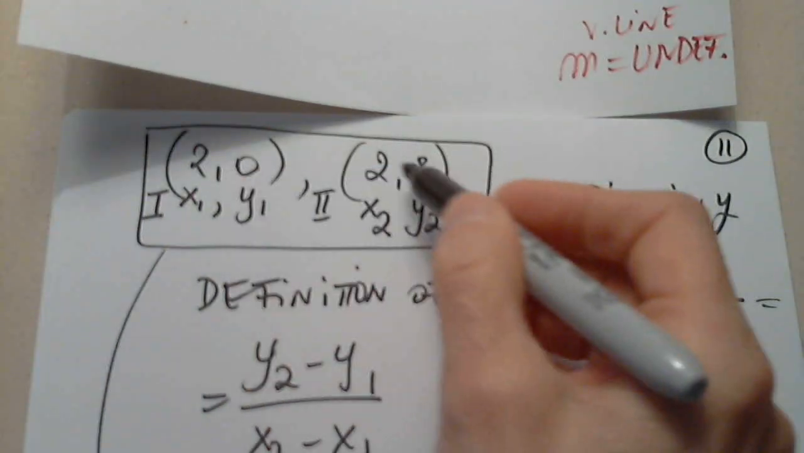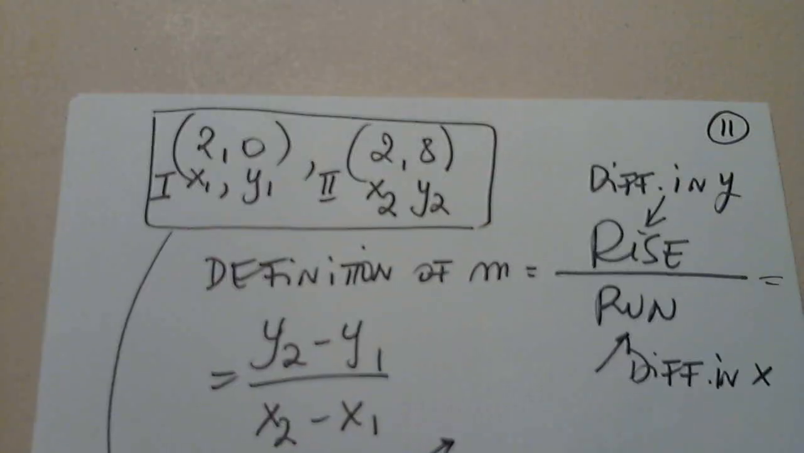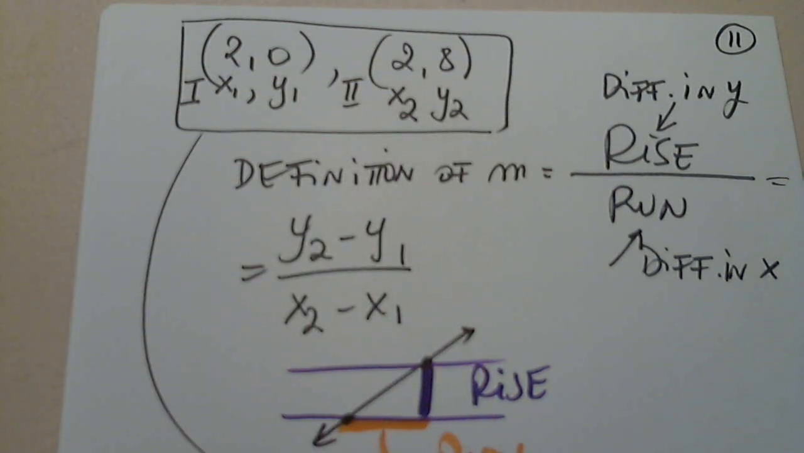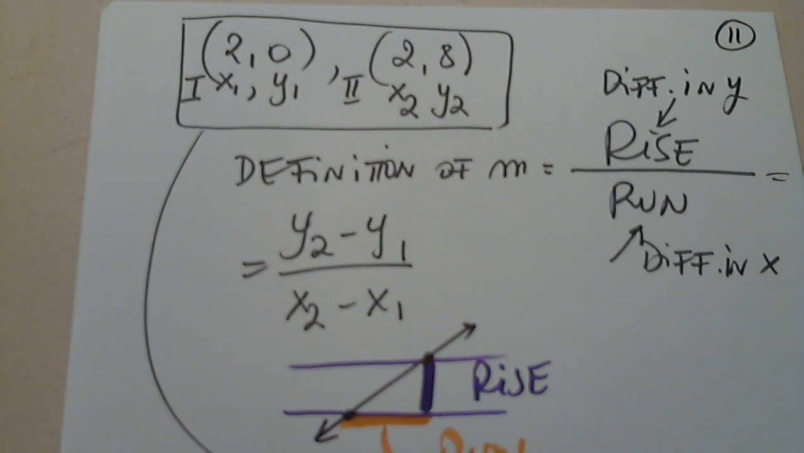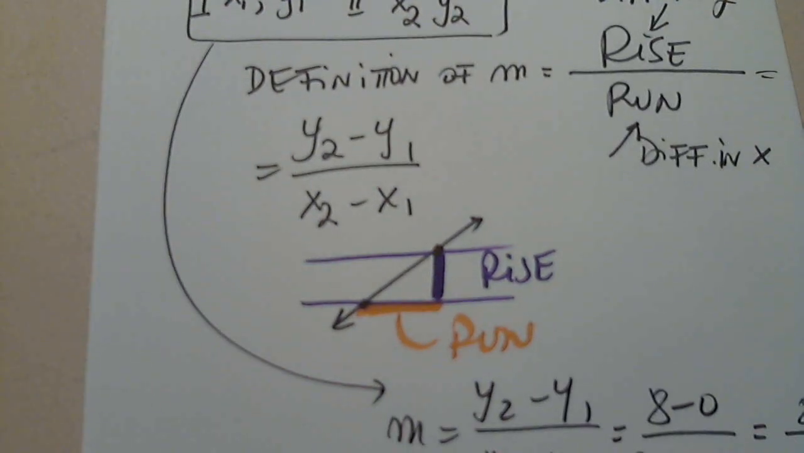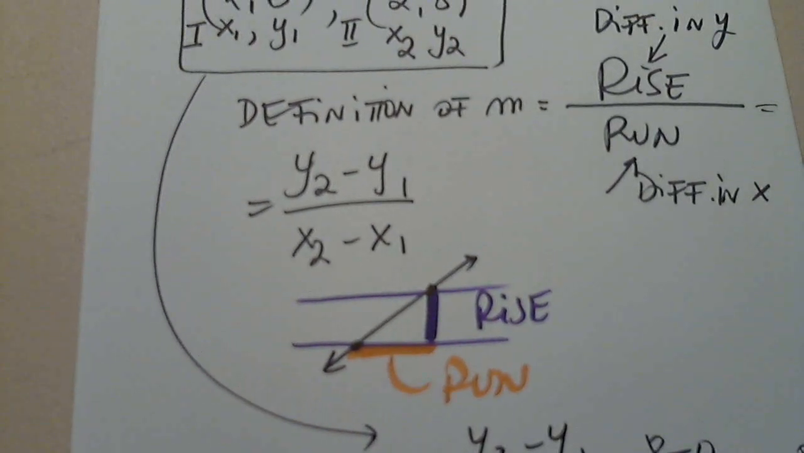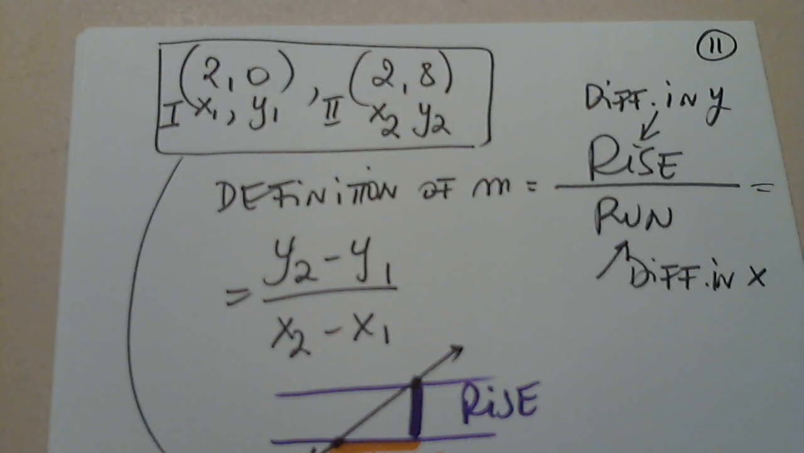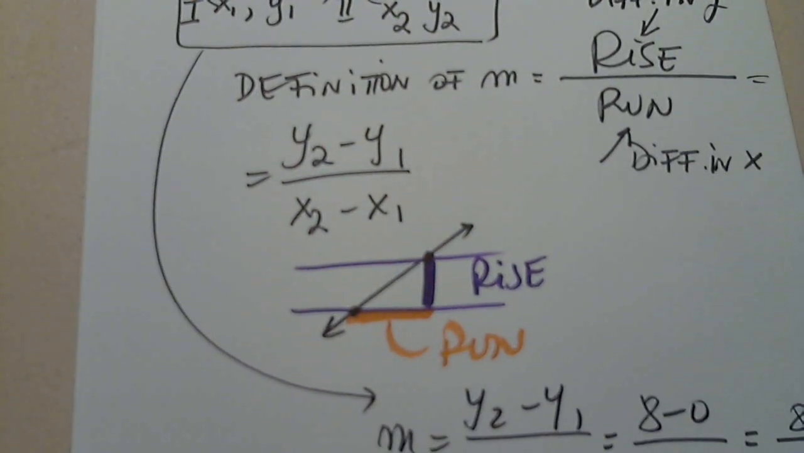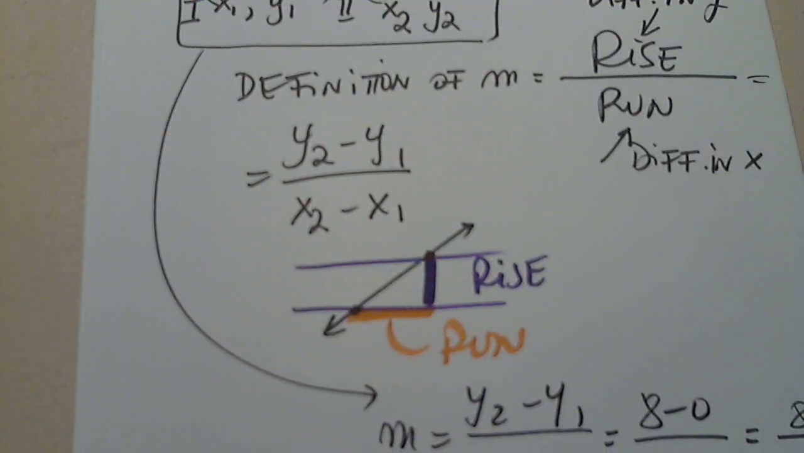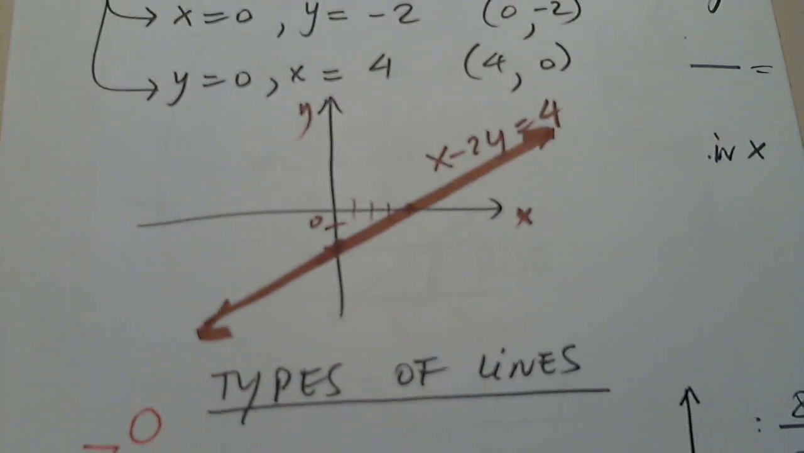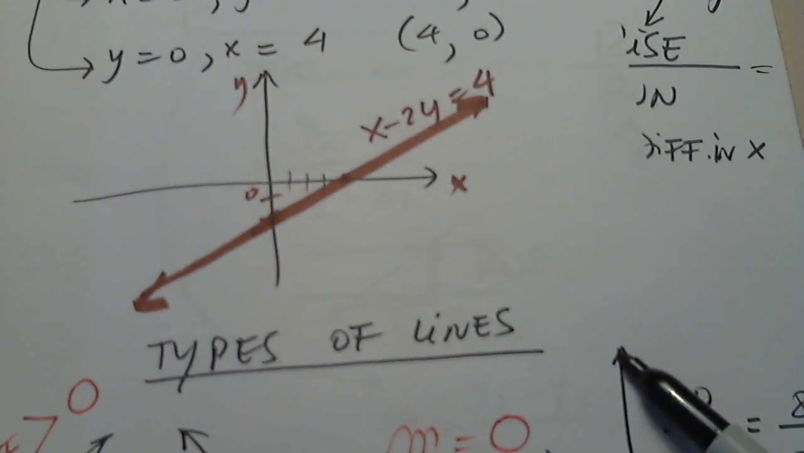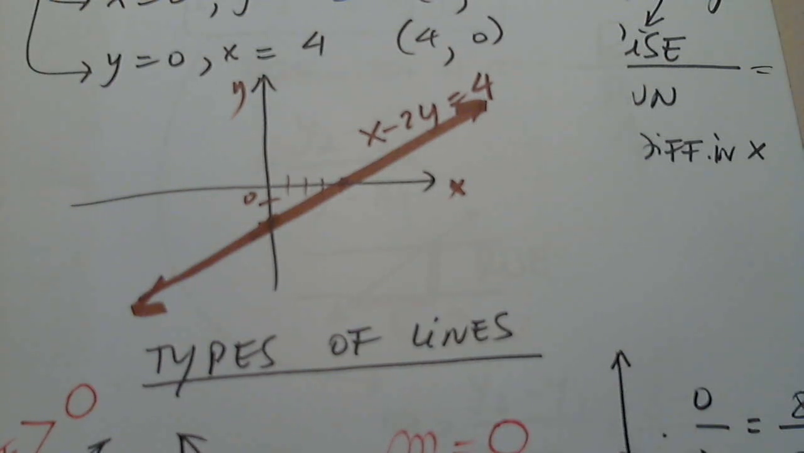And this happens because these 2 points are on the same line. Can anyone tell us which line they are on? x equals 2. Exactly. So it's a vertical line. And this is what we were supposed to get anyway. The 2 points are (2, 0) and (2, 8). They are found on the vertical line x equals 2.